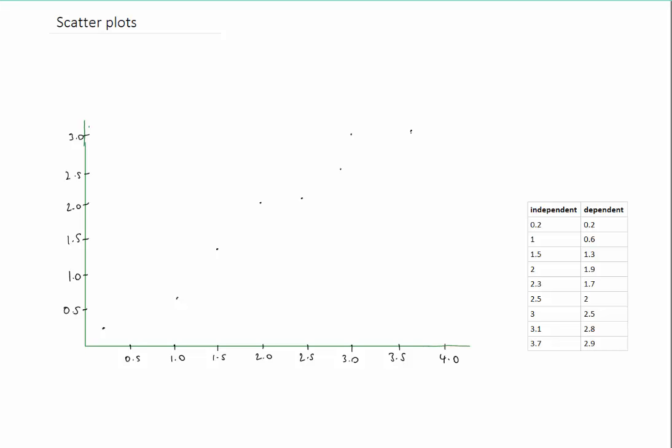Alright, but most of the time what you're going to be doing in your biochemistry career are scatter plots. Here we're looking for correlation between our two sets of numbers. And instead of drawing every point, we draw a line of best fit.